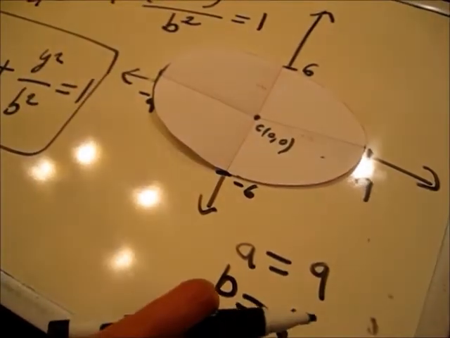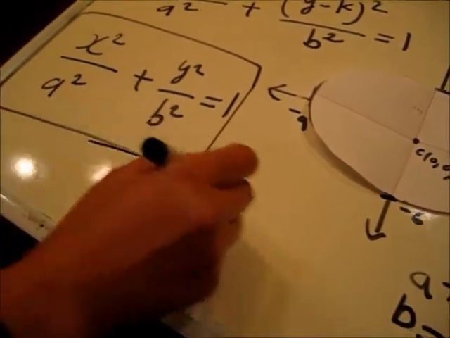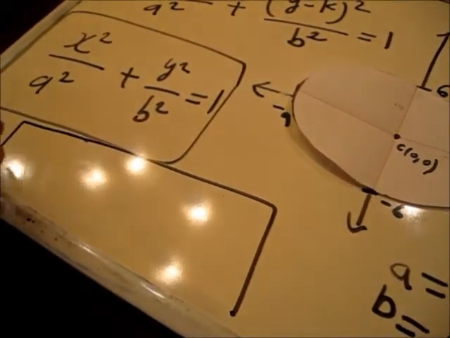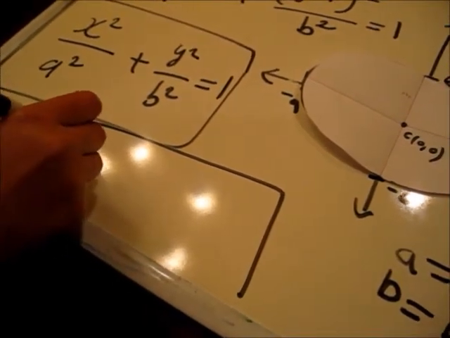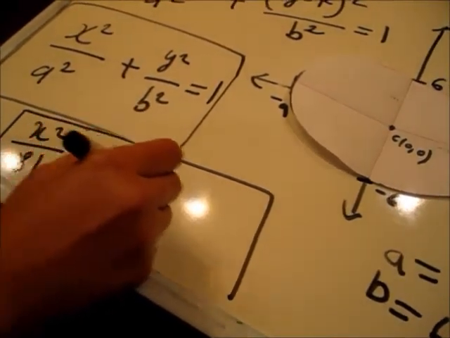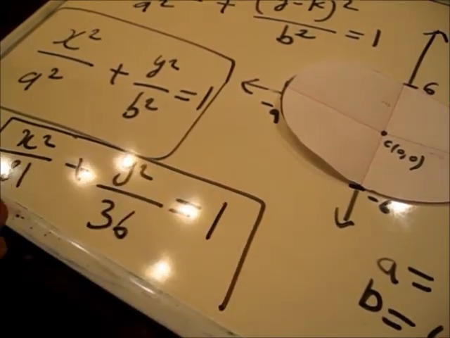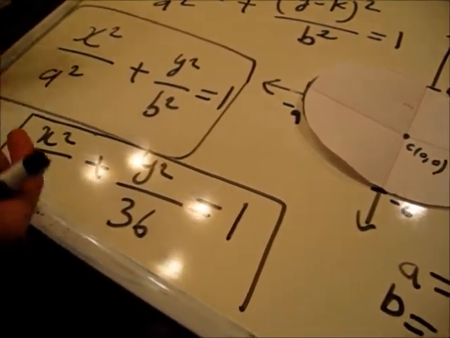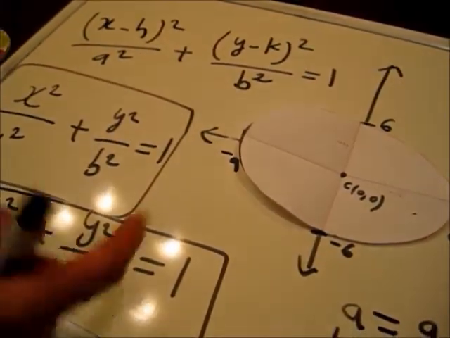And now we just have to substitute the values of a and b in our equation, and the equation for this ellipse becomes x squared over 81, that's 9 squared, plus y squared over 36, that's 6 squared, equals 1. And voila, this is the equation of this ellipse. That's it, very simple and easy.